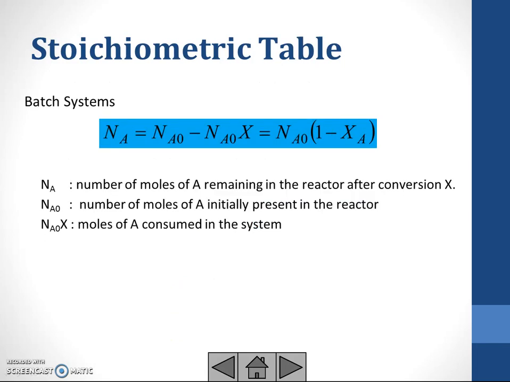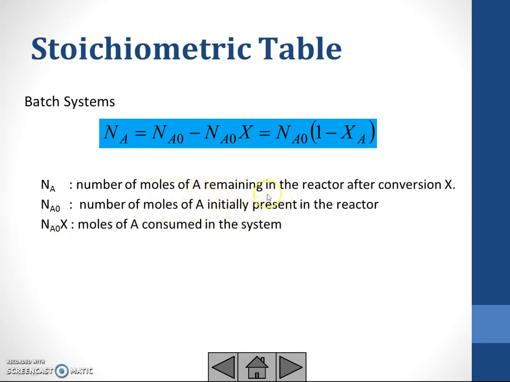Okay, so in the stoichiometric table for a batch system, we are using number of moles. For Na, this is Na equals Na naught minus Na naught X. So what does it mean? Na is the number of moles of A remaining in the reactor after the conversion of X. Na naught is the number of moles of A initially present in the reactor. And Na naught X is the moles of A consumed in the system.